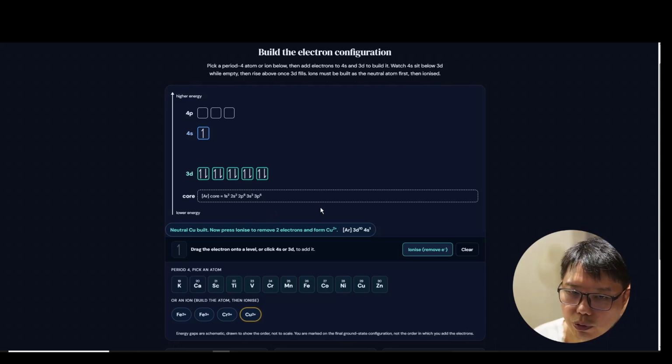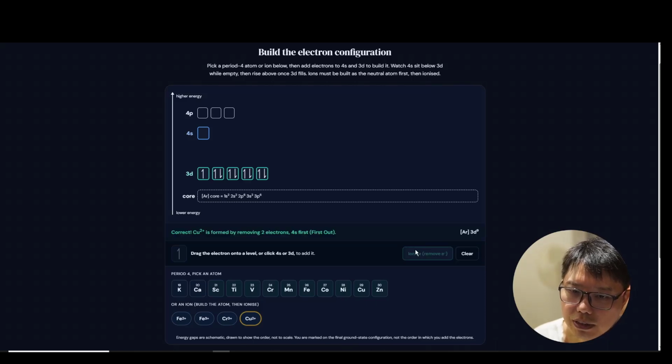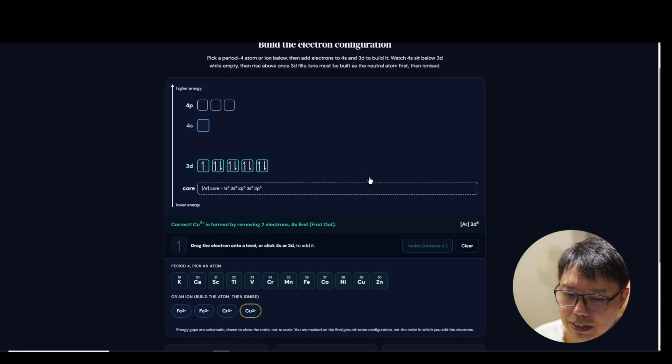Now we want to remove 2 electrons. We'll remove from the 4s, and then we'll remove from 3d. So copper 2+ valence electrons is 3d9, and that is the configuration for copper 2+.